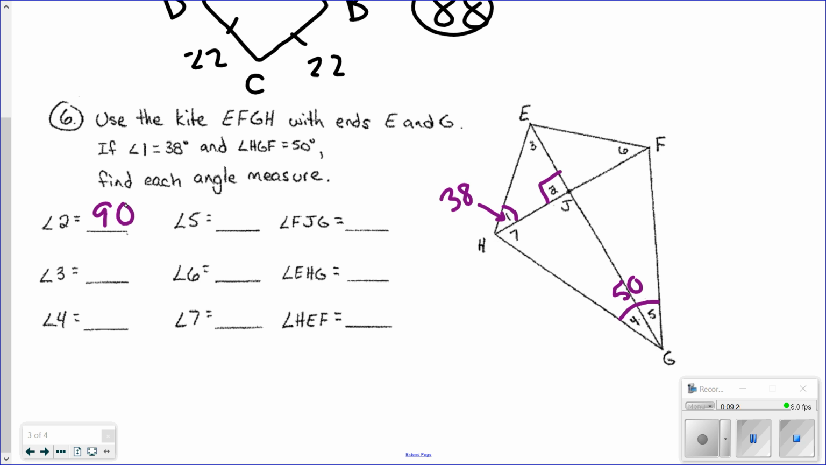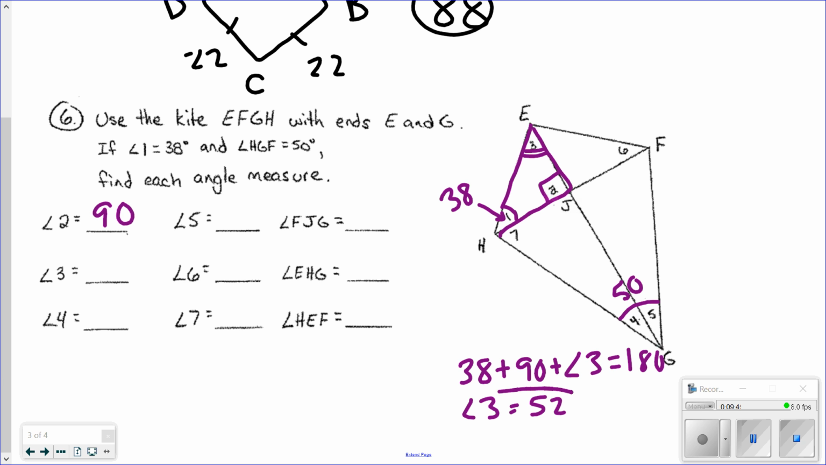Angle 3 is up here, and we see that we have a right triangle. If I know two angles of a triangle, to find the third, I'm just going to add them up and set them equal to 180. So 38 plus 90 plus angle 3 is equal to 180. So angle 3 then is equal to 52. All right, so this is 52.